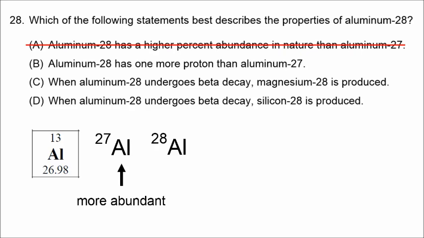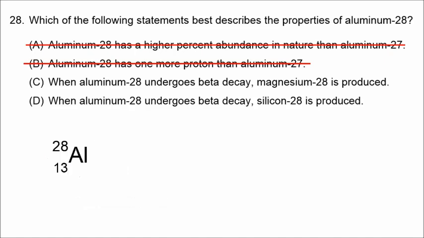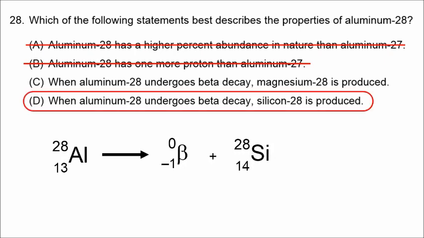Now, aluminum-28 would not contain one more proton. It would be a different element if that were true. So the number of protons are the same for both of these. So let's go ahead and compare choices C and D. Beta decay means you're giving off a beta particle which has a mass number of 0 and a charge of -1. The other isotope that is produced in beta decay is going to have a mass number of 28 and atomic number 14. So silicon-28 is produced. The correct answer is D.